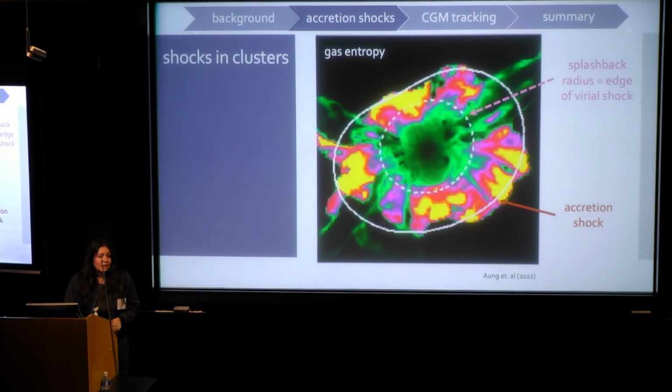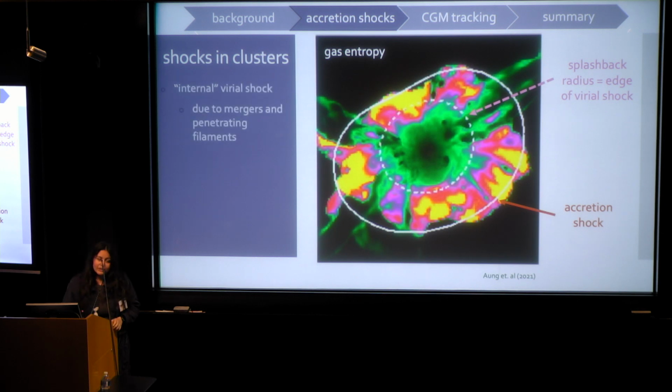I also want to talk about shocks in the cluster environment. This is another very important component. This here is the gas entropy profile around a simulated cluster. There are two radii that are highlighted. The inner dashed line is the splashback radius. I'm not going to be talking about that at all. I just wanted to label it for you. We could chat about that later if you want. And this outer solid line is the accretion shock.